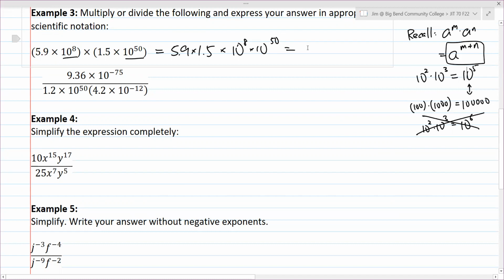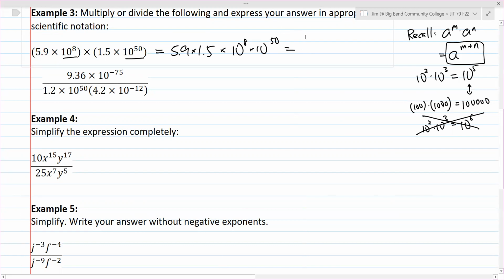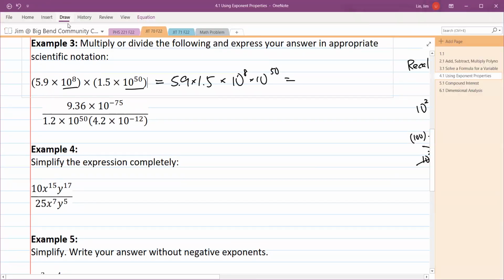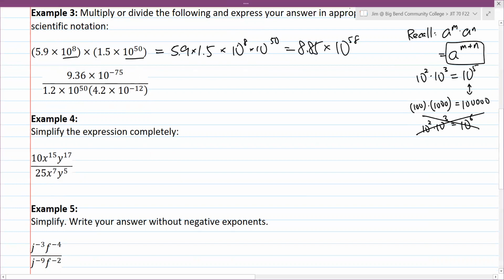All right, so back to the question, the calculator will give you the first part, which is 8.85. I'm not sure why I can't draw anymore, so let me try this again. All right, 8.85 times 10 to the 58. 8 plus 50 equals to 58. So that's the answer.